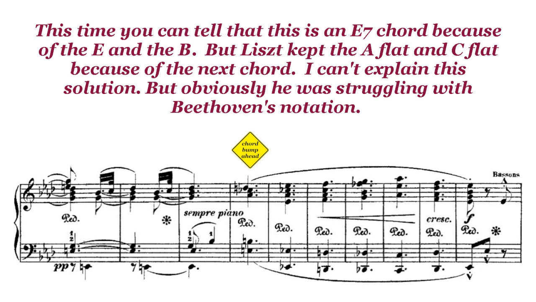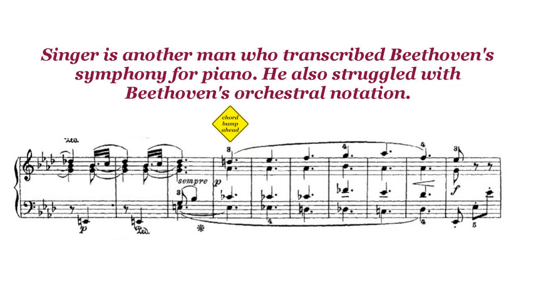Let's look at Franz Liszt's piano transcription. Unlike Beethoven's writing, this doesn't look good at all. In fact, it is very obvious to me that he struggled with how to notate this section. Singer is another person who transcribed Beethoven's Fifth Symphony for the piano. This section in his notation is also non-standard and ugly.